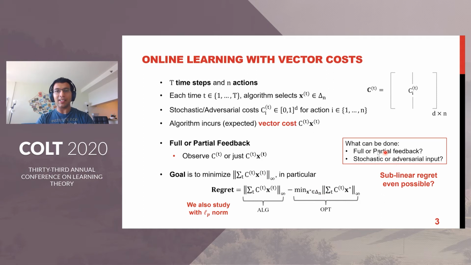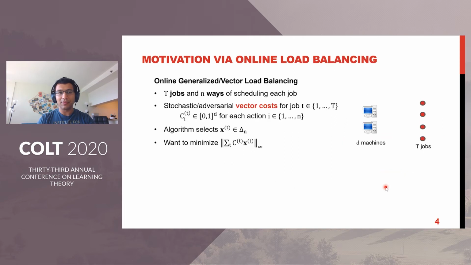Good. And again, the problem can be studied both in full or partial feedback models. And what if we have stochastic or adversarial inputs? A priori, it's not even clear if sublinear regret is possible. Good. So let's first look at some motivation for this problem.